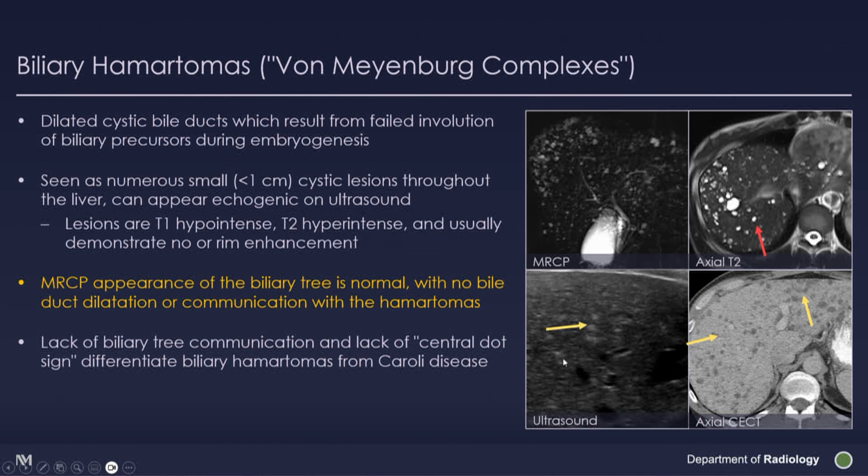On ultrasound, it's interesting, they are often echogenic, and this is from failed involution of the biliary precursors during embryogenesis, and it's manifested as these multiple cystic lesions, as I illustrated here. The MRCP of the biliary tree is normal. There's no duct dilatation or communication with the hamartomas, but you do have to be careful because it can look like it's a biliary disease, but the lack of communication is your clue.